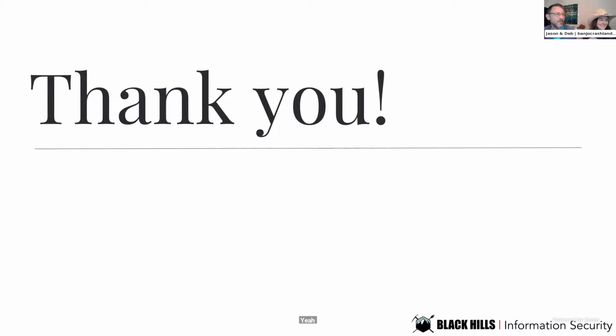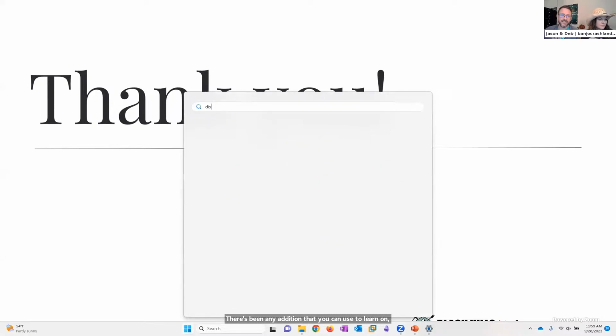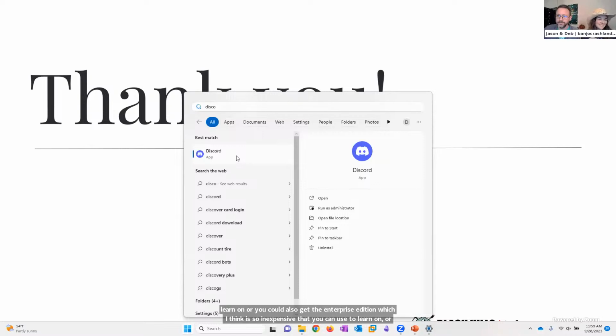What tools would BHIS use for finding suspicious network connections, such as FTP connections in the breach discussed? Oh, RITA, for sure. AC-Hunter. RITA is free, and AC-Hunter has a community edition that you can use to learn on, or you could also get the enterprise edition, which I think is so inexpensive. It is less than the sales tax of other people's threat hunting tools.